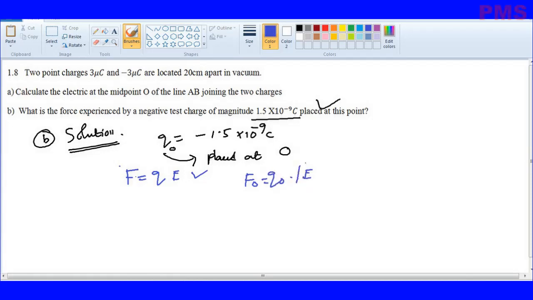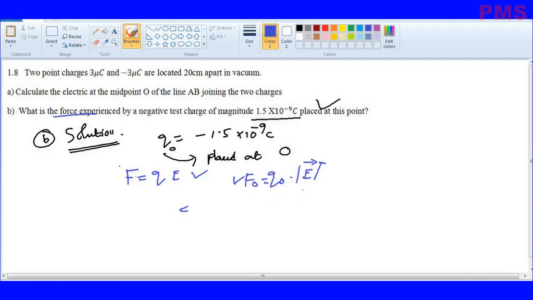I can modify that for a test charge. For the test charge I write Q naught, so F naught equals Q naught times the modulus of the E vector. If you apply this formula, we will get the force experienced by the negative test charge of that magnitude, just by substituting the values.